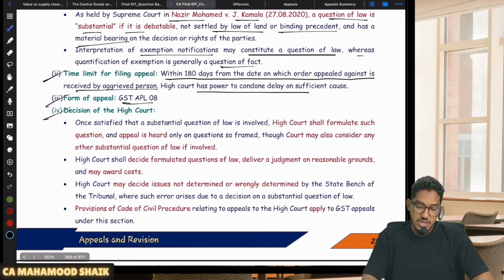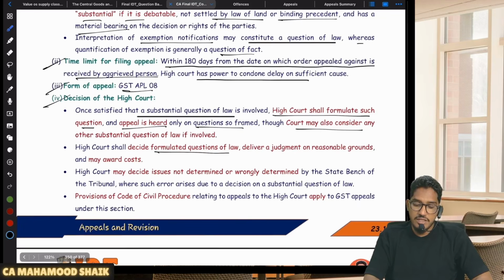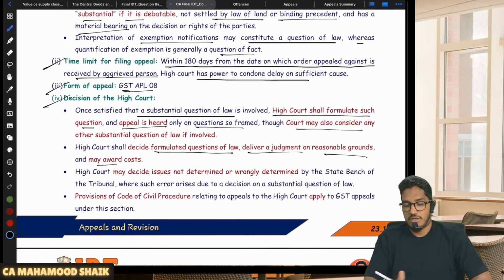Decision of the High Court. Once satisfied that a substantial question of law is involved, the High Court shall formulate such question and the appeal is heard only on the questions so framed. Though the court may also consider other substantial questions. You have filed with one question of law. If the court finds additional questions of law, those also they can hear. The High Court shall decide the formulated questions of law, deliver a judgment on reasonable grounds, and also it will award the costs, penalties and all.